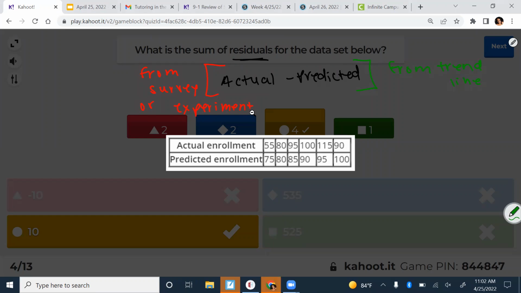So what's 55 minus 75? Negative 20. What's 80 minus 80? What's 95 minus 85? What's 100 minus 90? What's 115 minus 95? And what's 90 minus 100? This specific question wanted the sum of the residuals, which you add all together and you get the sum. All right, we'll definitely focus on that more tomorrow, but you're free to pack up.